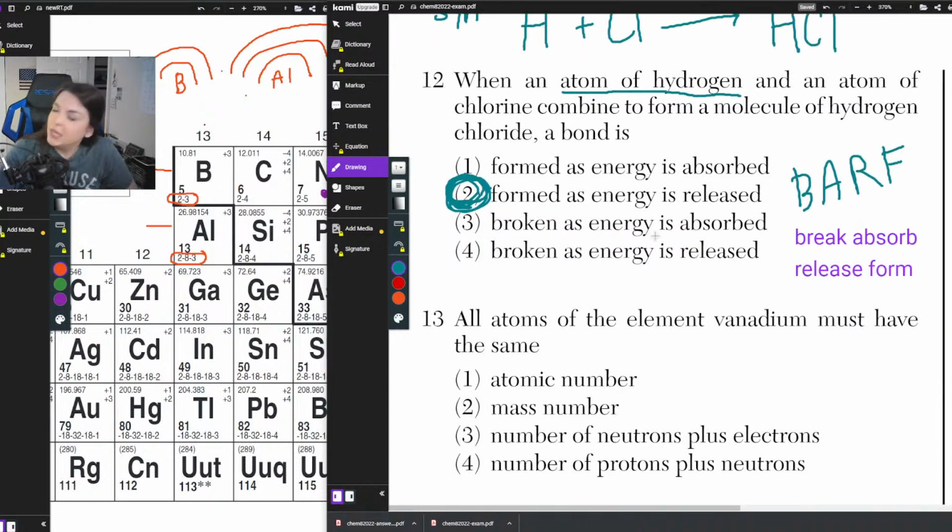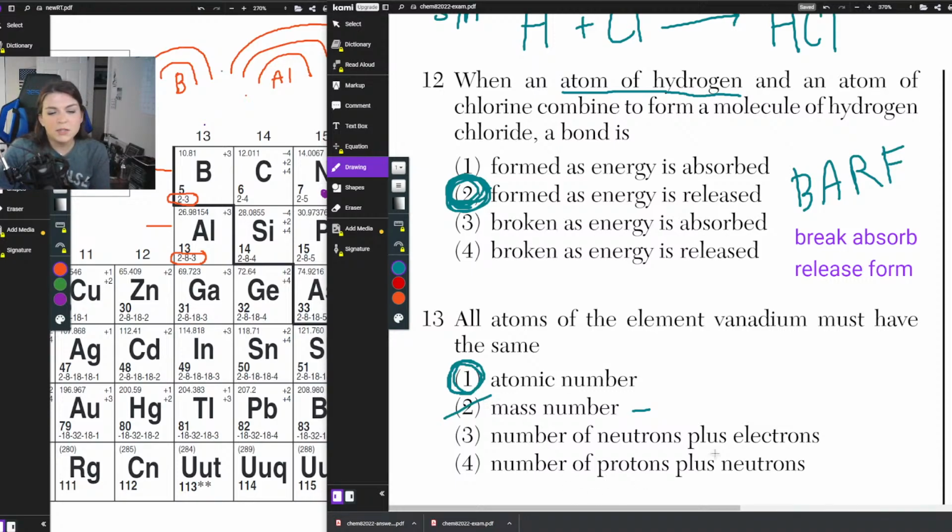Okay. Number 13, very similar to that question 5 maybe. All atoms of the element vanadium must have the same atomic number. Whoever wrote this test really loves isotopes and really loves basic atomic structure. Mass number of vanadiums can change. Those would be isotopes of vanadium, so that is not a quality answer.